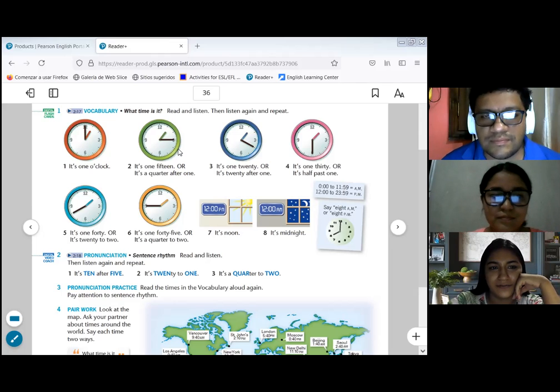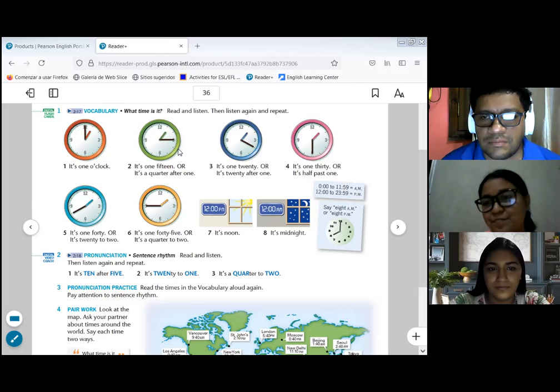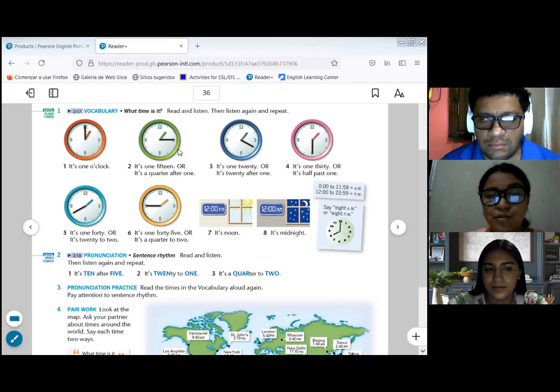What time is it on the first clock? It's 1 o'clock. What time is it on the second clock? It's 1:15. What time is it on the third clock? It's 1:20. What time is it on the fourth clock? It's 1:30.